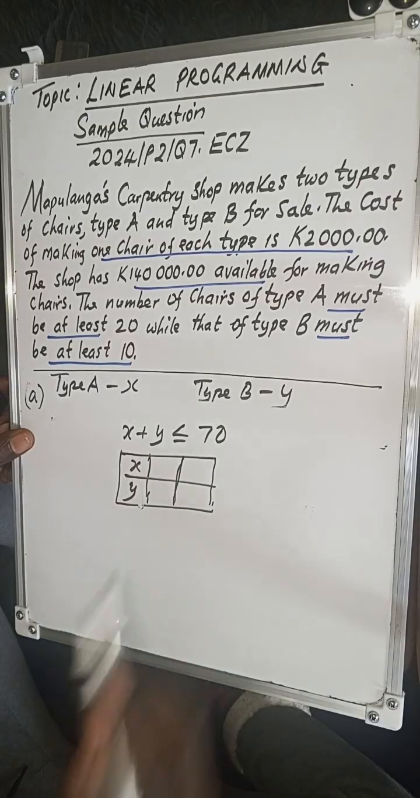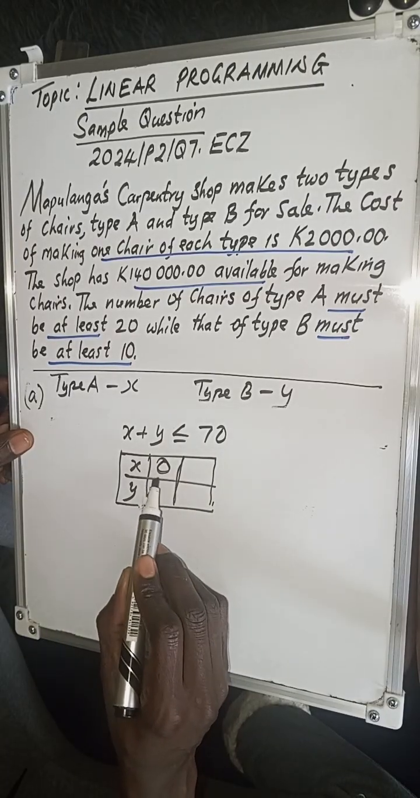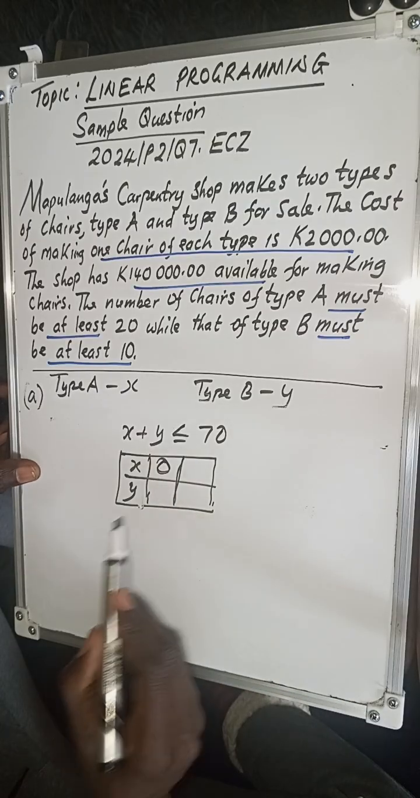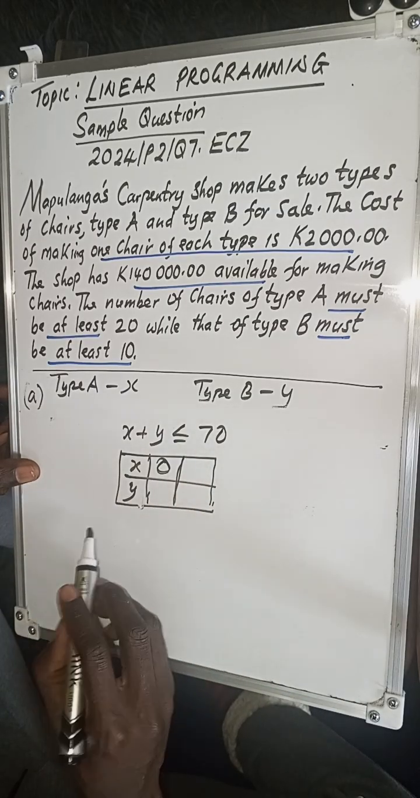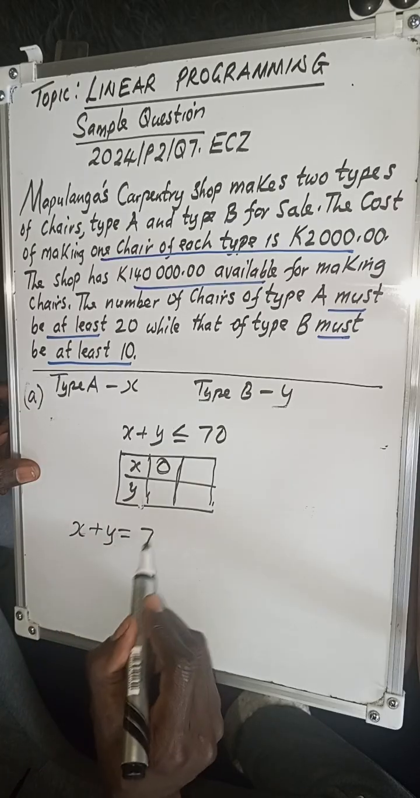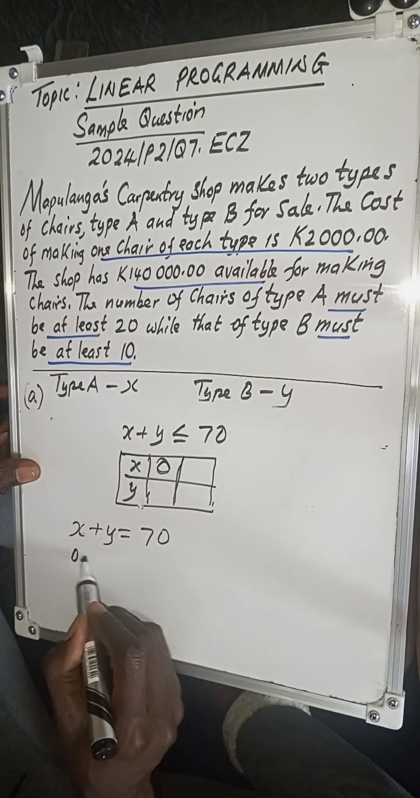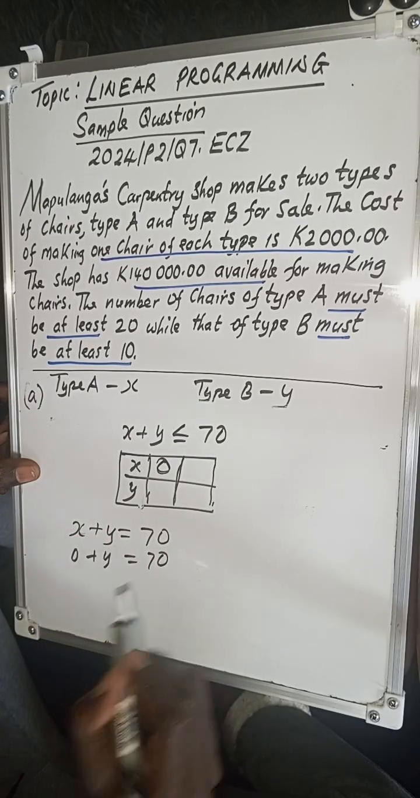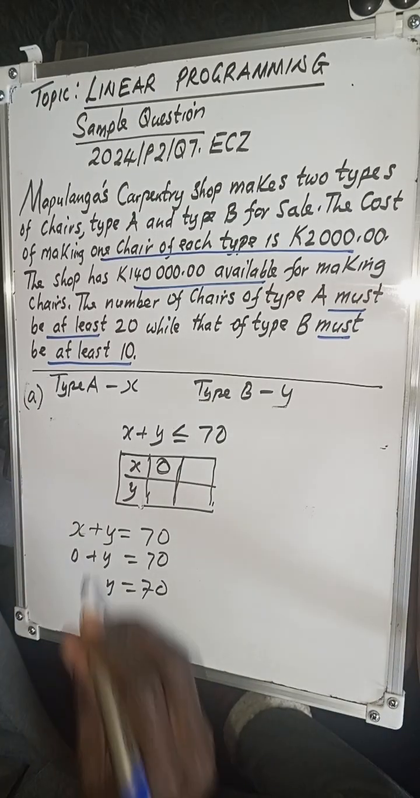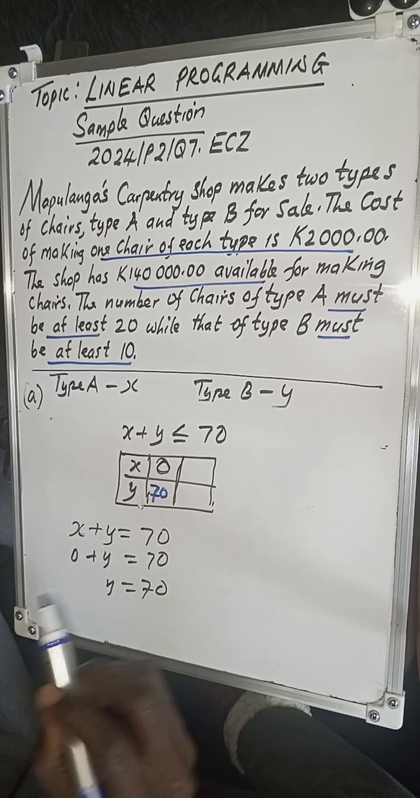That's what you just need. For example, if I say x is equal to 0, you can use any values within the range of your scale. There's no problem. You have to replace in that equation. Remember we said x plus y is equal to 70. So when x is 0, 0 plus y is equal to 70. So y will be equal to 70. So you are going to put up and say your y is equal to 70.